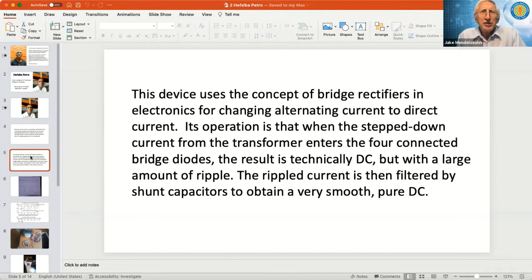This device uses the concept of bridge rectifiers in electronics for changing the alternating current to direct current. Its operation is that when the step-down current from the transformer enters the 4 connected bridge diodes, the result is technically DC, but with a large amount of ripple. The rippled current is then filtered by shunt capacitors to obtain a very smooth, pure DC.